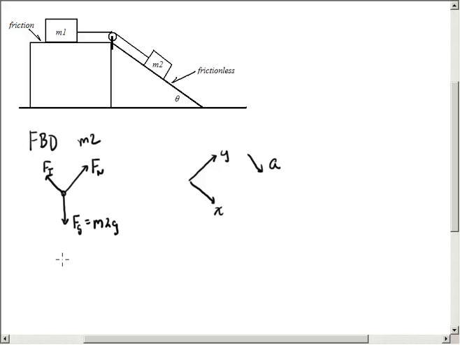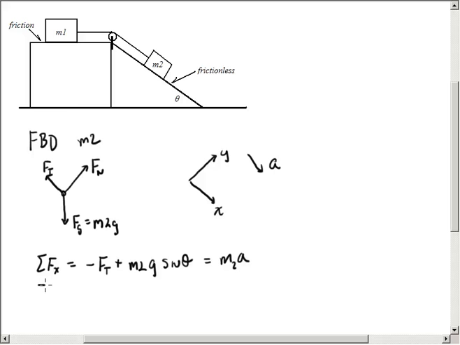Okay, so let's now look at Newton's second law for this particular object. The sum of the forces in the x direction will be equal to minus Ft plus m2 g sine theta, which will be equal to mass 2 times acceleration.